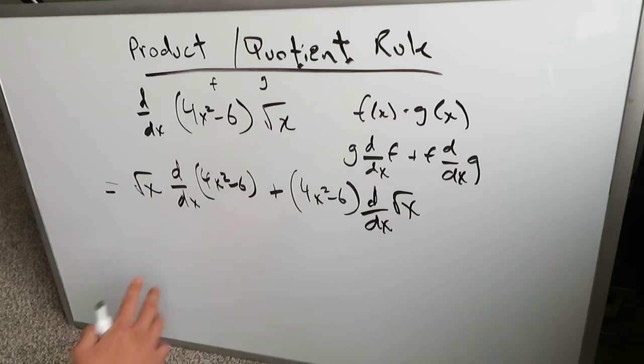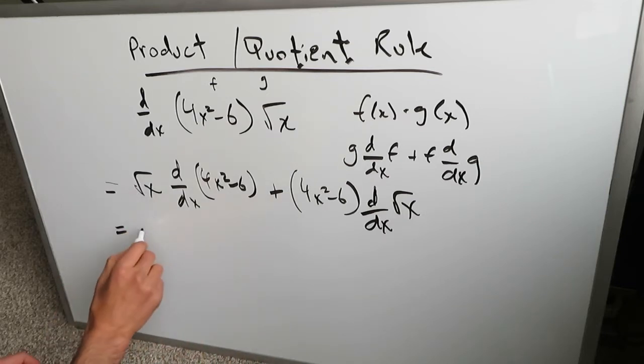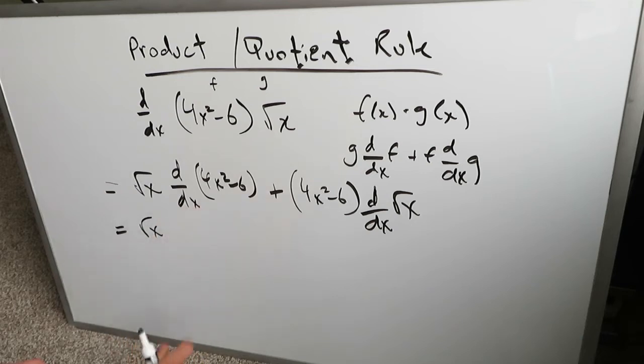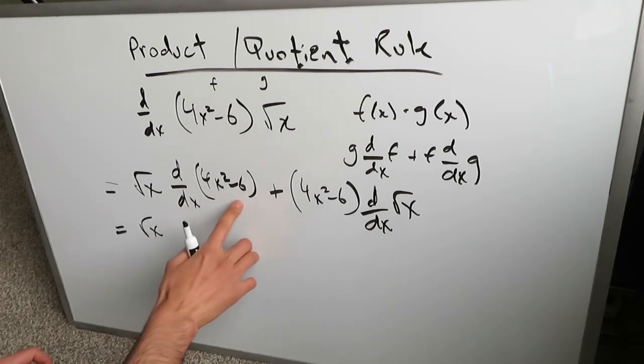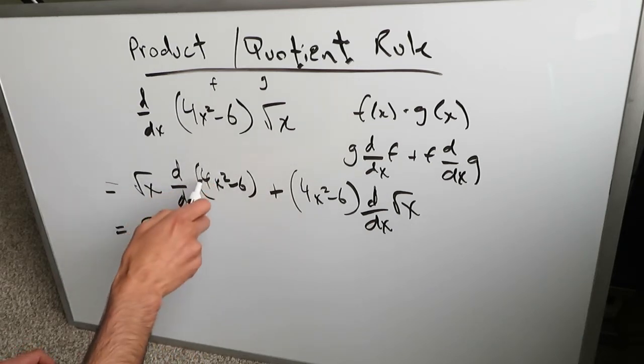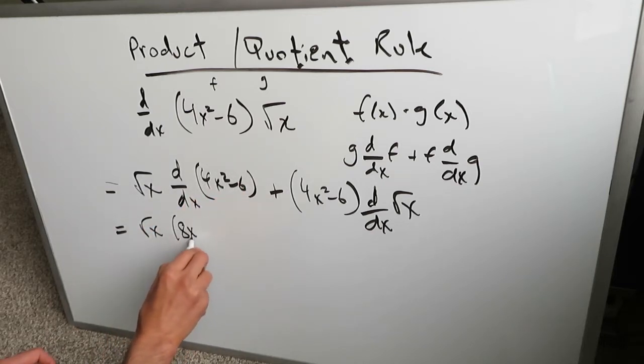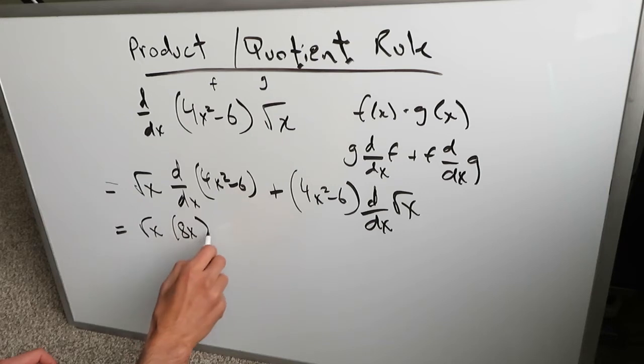Now it's just a simple matter of actually solving it out. Root x, you're not going to do anything with that because you're not editing it in any way, but you're doing something over here. You're doing a derivative here of a polynomial, which is easy. 2 times 4 is an 8, but the exponent is reduced by 1, so you get an 8x. The derivative of a constant is always 0.